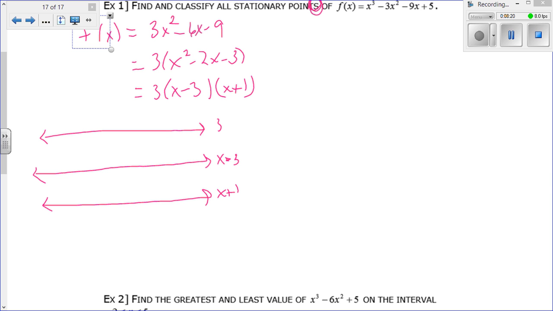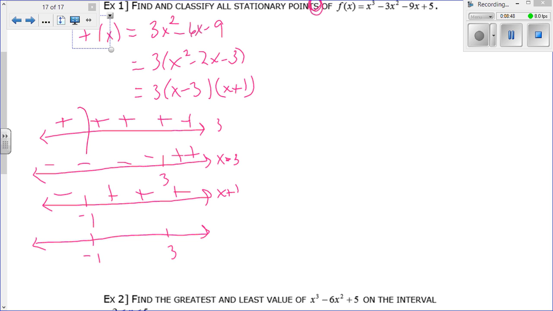All right, 3 is just a constant, and it's positive, so this entire number line is just going to be positive. X minus 3 is equal to 0 at 3, so to the left is negative, to the right is positive. X plus 1 is equal to 0 at negative 1, to the left is negative, to the right is positive. So when I put my number lines together, I have positive, negative, negative, which gives me a positive. And then positive, negative, positive, which gives me a negative, and all positives, which gives me a positive. So here my function is increasing, here my function is decreasing, and here my function is increasing.